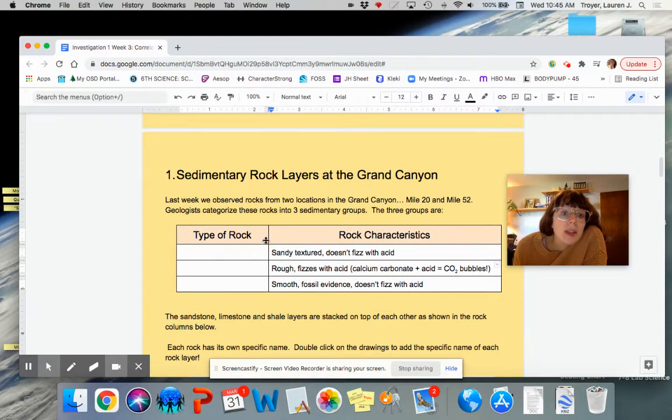So if you're stumped on this, look back at your notebook from last week so you can remember which one fizzes, which one's sandy, and which one's smooth with fossils. Okay, and you can see right down here that your options are sandstone, limestone, and shale, but which is which? That's what you need to fill in.